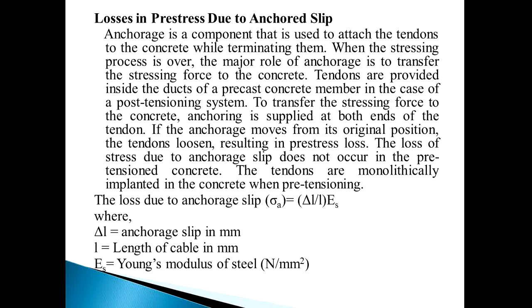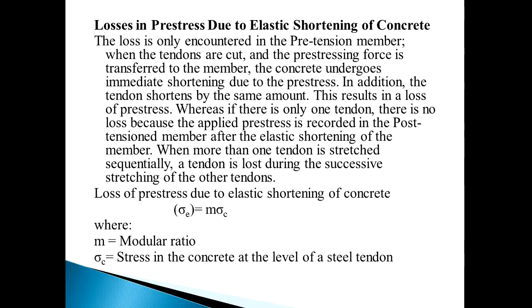So this particular loss is calculated by the formula simply delta L upon L into Young's modulus E for the tendon, where delta L is the anchorage slip in mm, L is the length of the cable in mm, and Es is Young's modulus E for the steel.